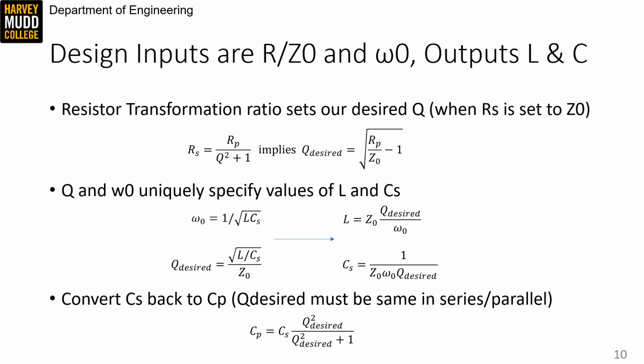But the 3 bullets on this slide spell out the steps you'd use for any network. Find your desired Q from the resistor transformation, then find L and C from Q and omega naught, and then finally untransform the reactive component. And I encourage you to try one of the other L-match networks and derive your own set of design equations for it. That would be very good practice.